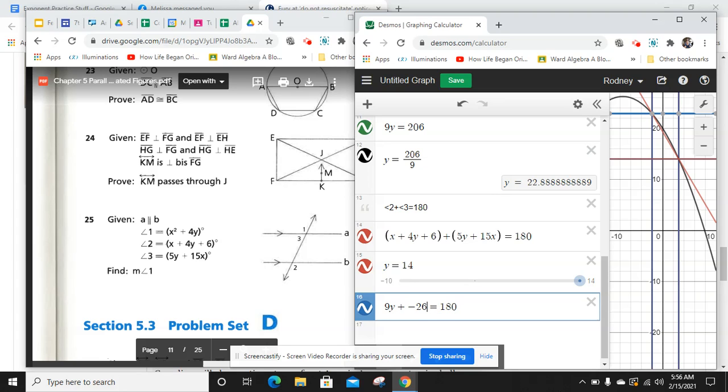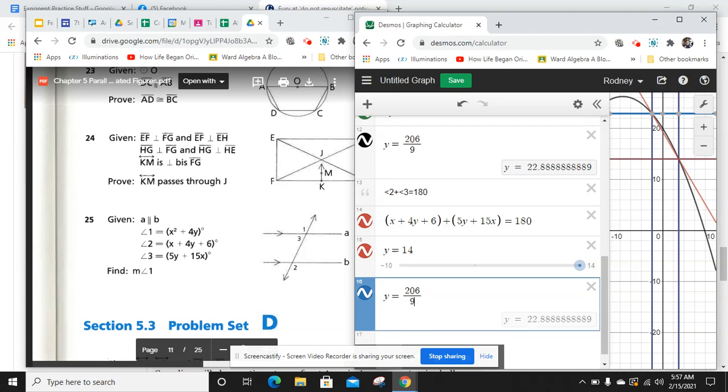So I'll add 26 to both sides. And this becomes 206. And then I divide both sides by 9. And once again, I get 206 divided by 9. And now I have a value for y. y is 206 over 9 if x is -2.